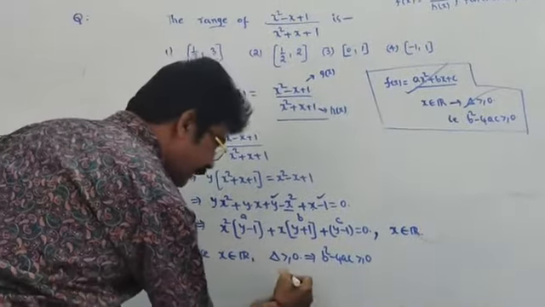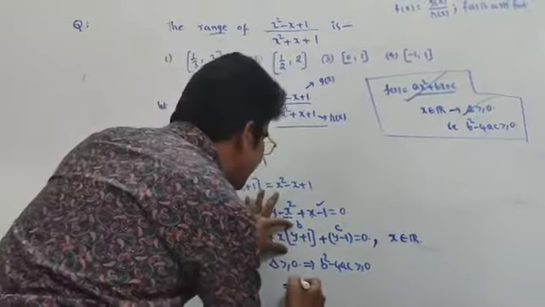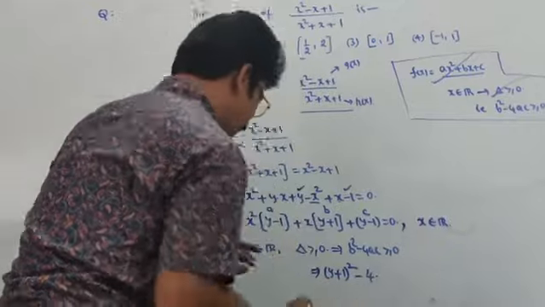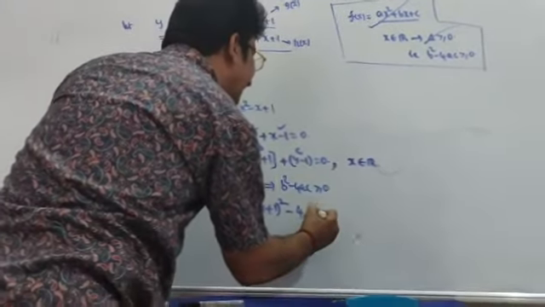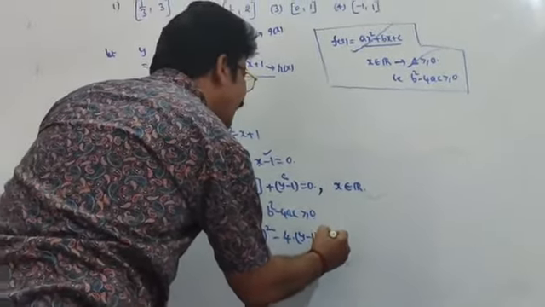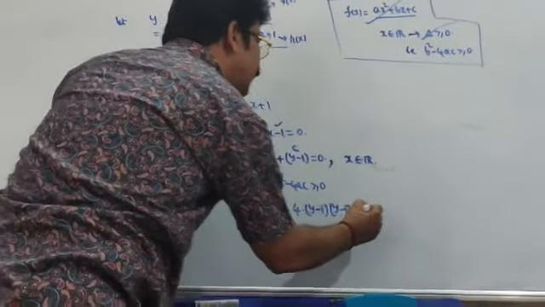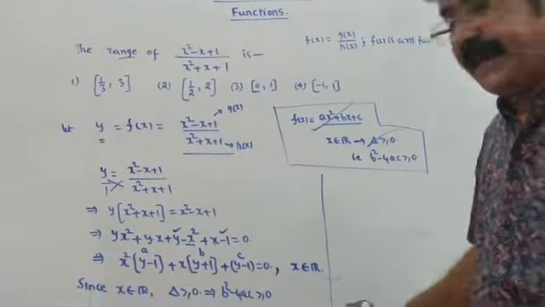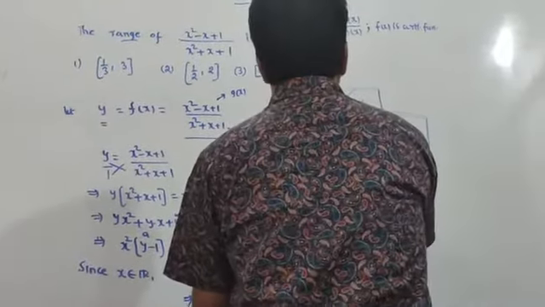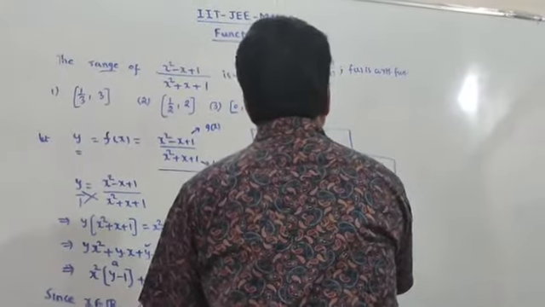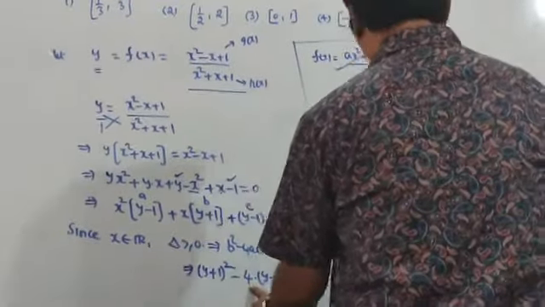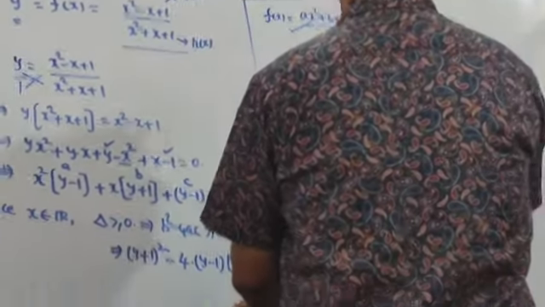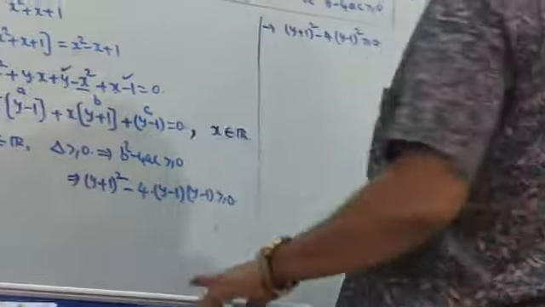Therefore b square, that is (y plus 1) whole square, minus 4 into a, where a is y minus 1, and c is y minus 1, greater than or equal to 0. So you come here: (y plus 1) whole square minus 4 into (y minus 1) whole square, greater than or equal to 0.